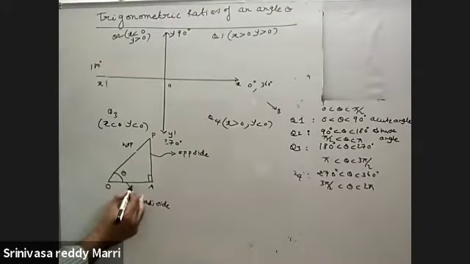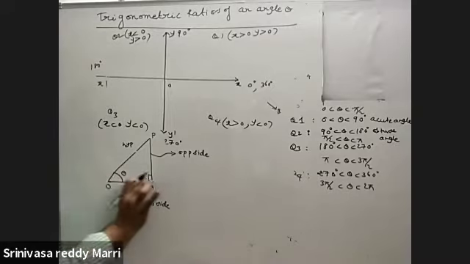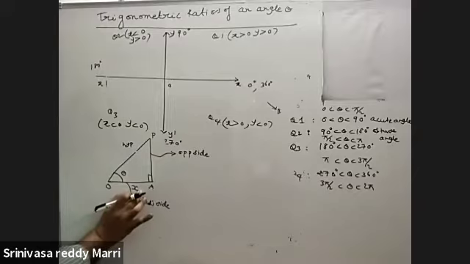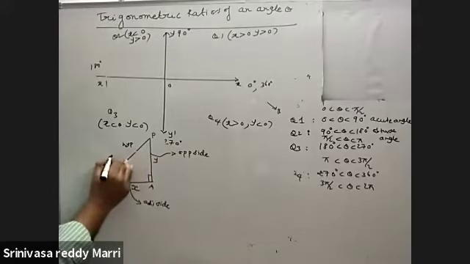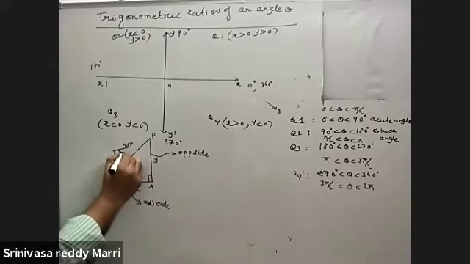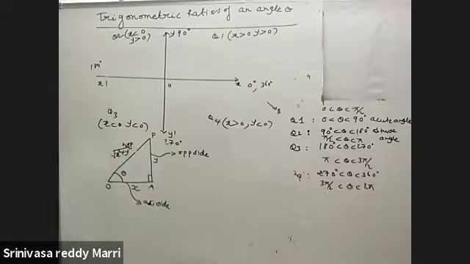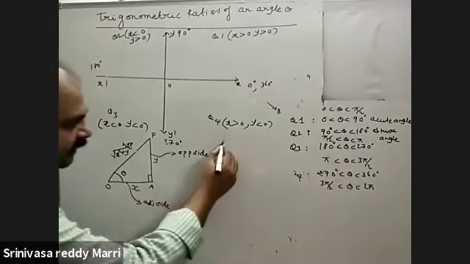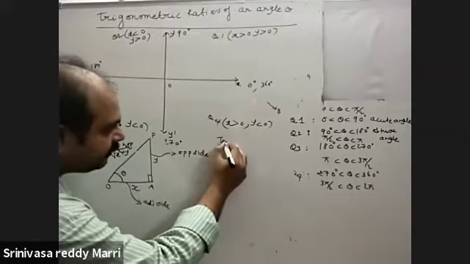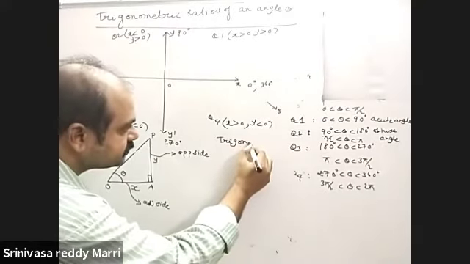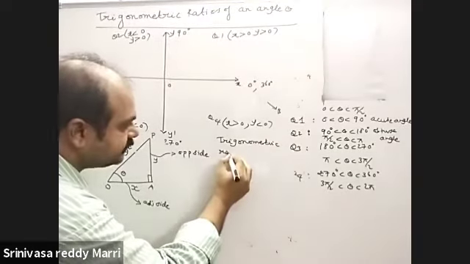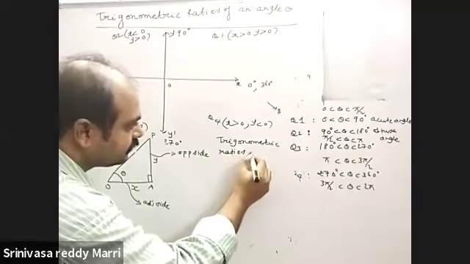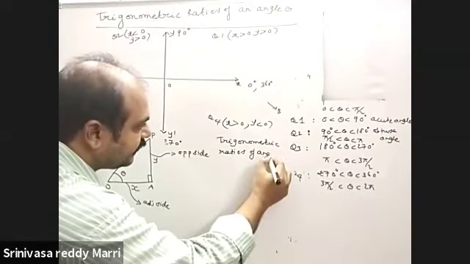Let us say this is x. Whenever a horizontal line is there, we will consider it as x. Let us say this vertical is y. Therefore, the hypotenuse is nothing but root of x square plus y square. Now look at, I am writing trigonometric ratios of angle theta.